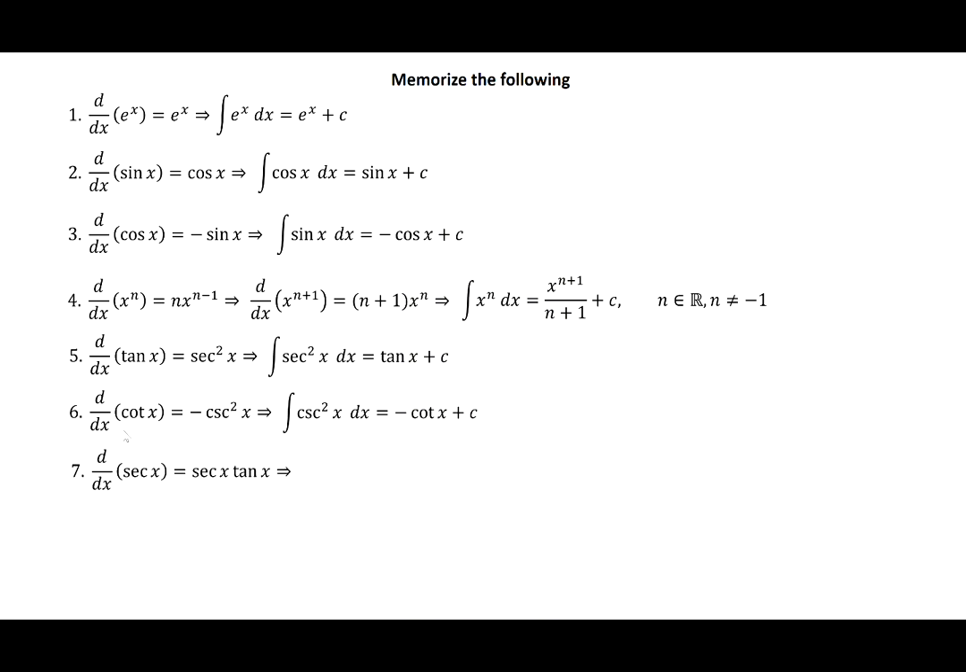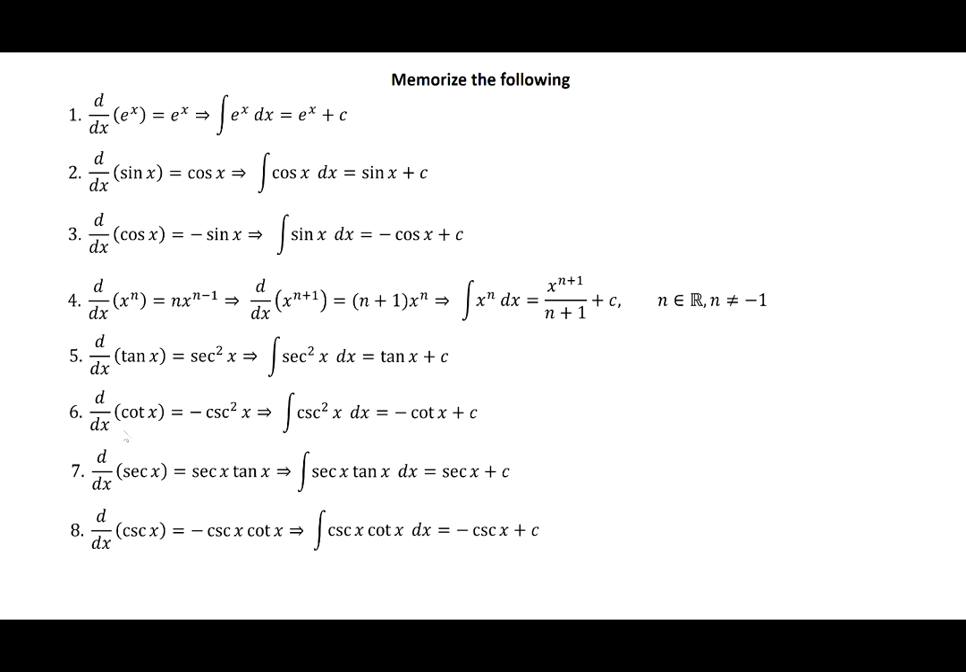Cool. And derivative of secant x is secant x tangent x. So integral of secant x tangent x is secant x plus c. And cosecant and all of these work exactly the same way. Okay, all of this you already know. And here comes the one that I was just discussing. The derivative of natural log of absolute value of x is 1 over x. So integral of 1 over x dx is actually natural log of absolute value of x plus c.